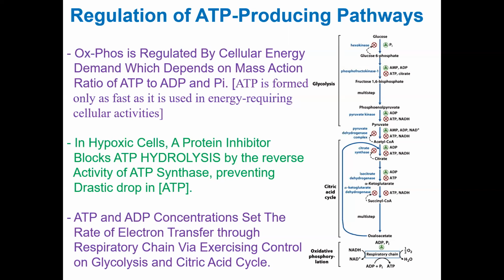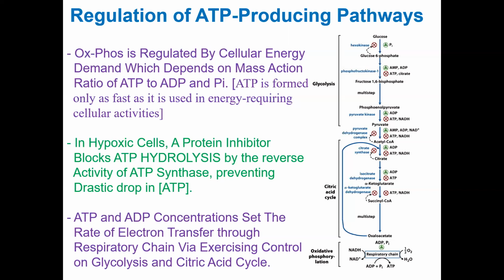What that also means is that ATP is formed only as fast as it is being demanded or utilized in energy requiring cellular activities. It's not like cells are going to make a lot of ATP, and here it is, whenever you want to use it, use it. That's not how it works.